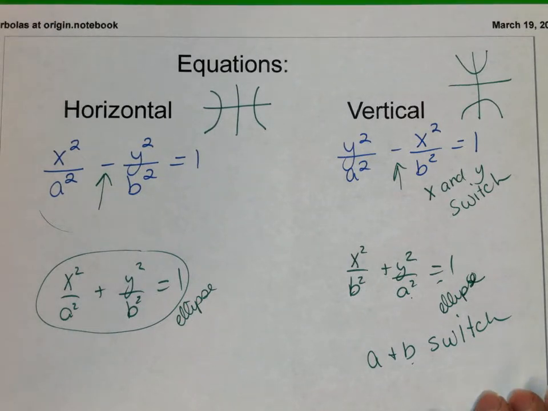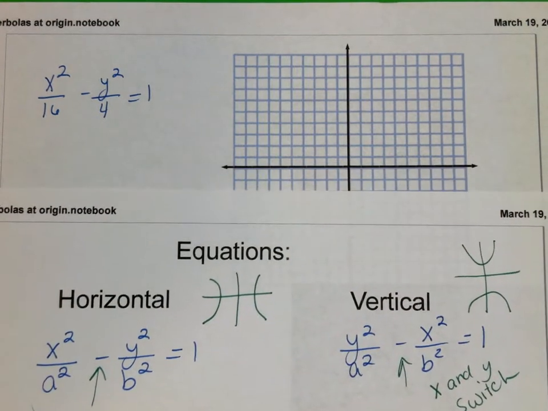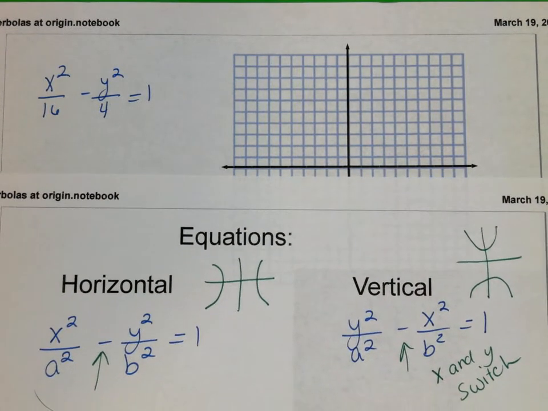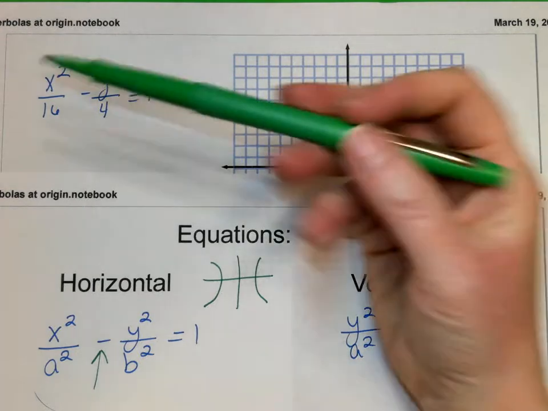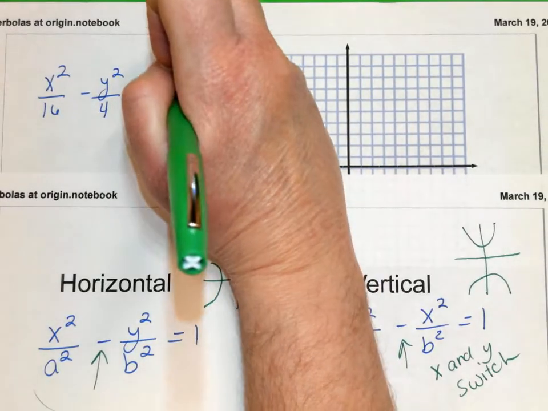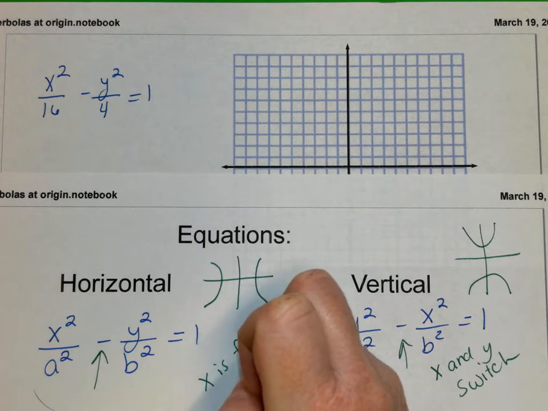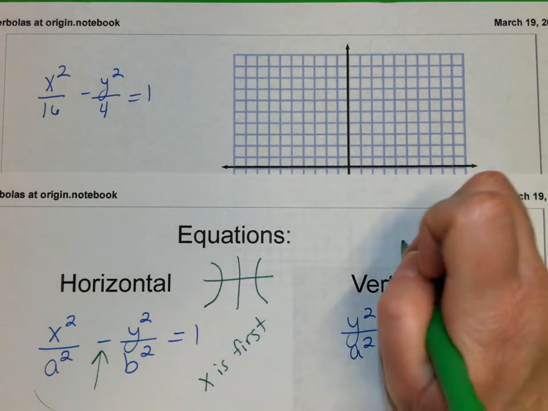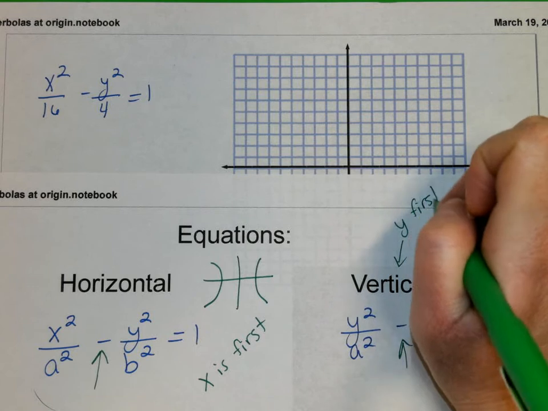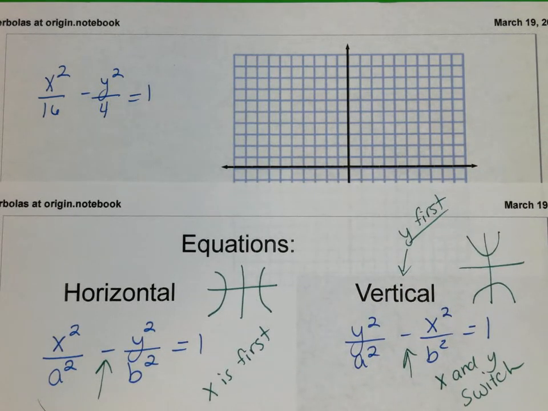So let's take a look at what a hyperbola will look like if we graph it. I'll leave that right there for a second so we can see those equations. Taking a look, I have x first, so it must be horizontal. That's how I know. If x is first, it's horizontal. If y is first, it's vertical. So this is going to be a horizontal hyperbola.